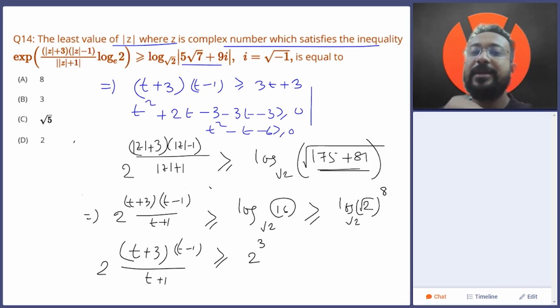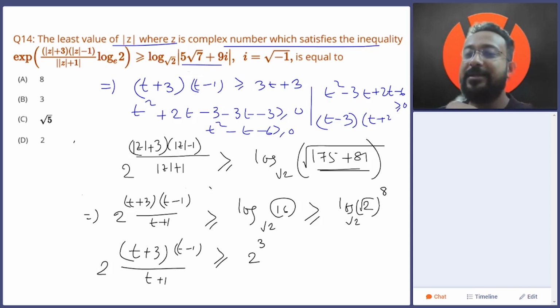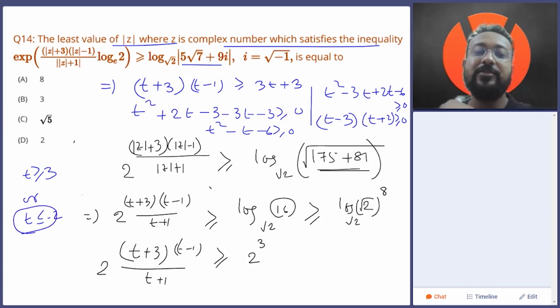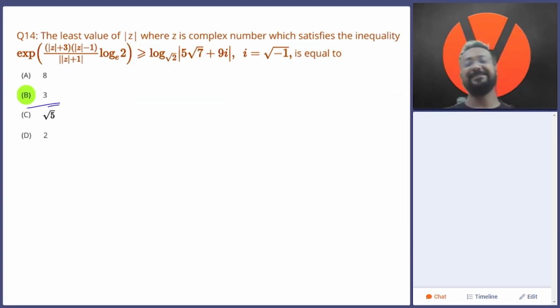From here we will get t square minus 3t plus 2t minus 6 greater than equal to 0. So we get t into t minus 3, if I take t common, then we get t plus 2 also greater than equal to 0. So obviously t will be greater than equal to 3 or t will be less than equal to minus 2. Obviously less than equal to minus 2 is not possible because t is modulus z. Hence minimum value should be 3. Do you all agree? Very easy.